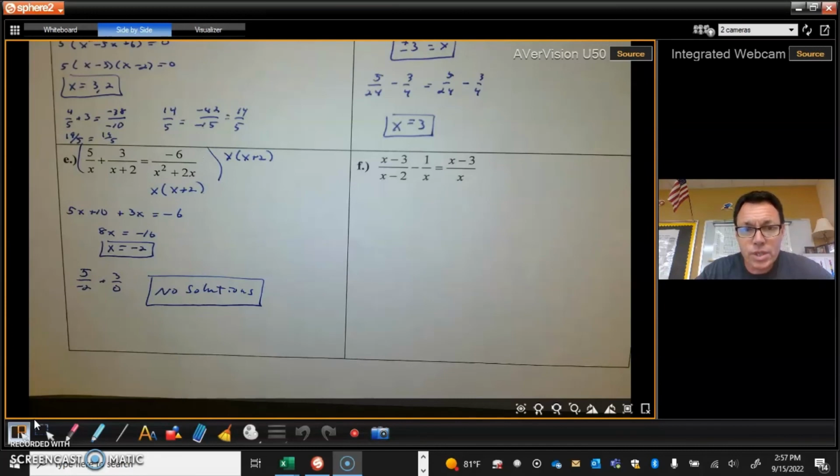Again, take a look at F. Why don't you see if you can just figure out what the common denominator would be, what you need to multiply by, and see if you can solve F. Again, pause the video.